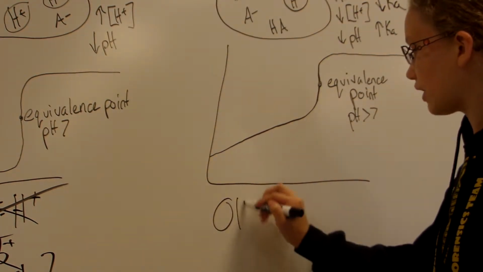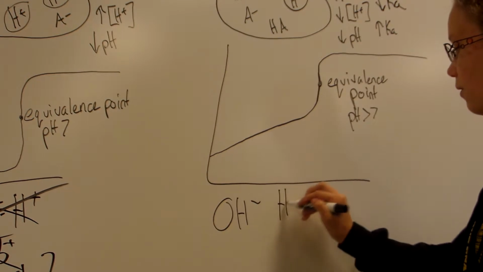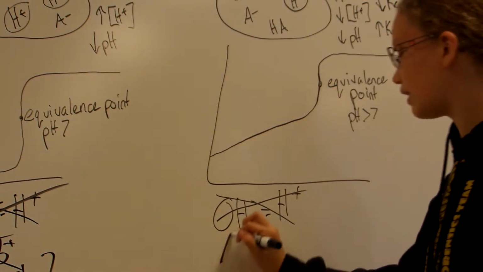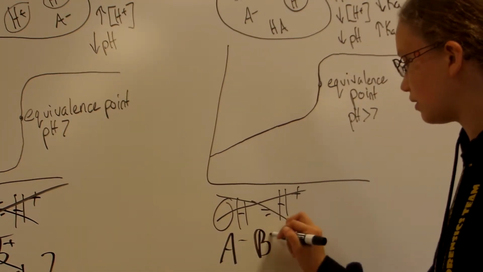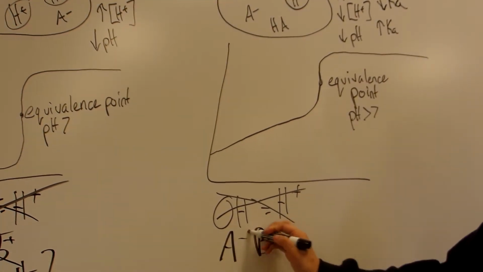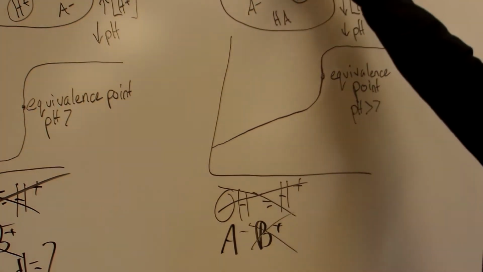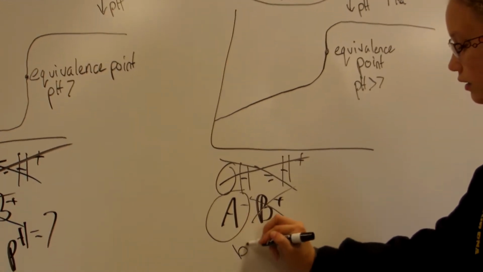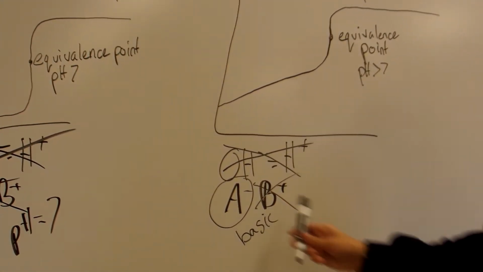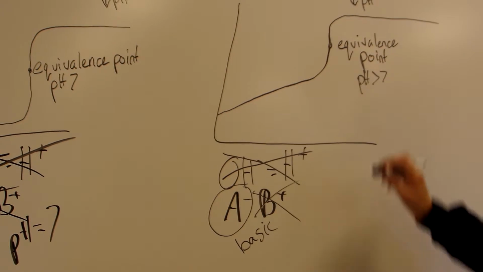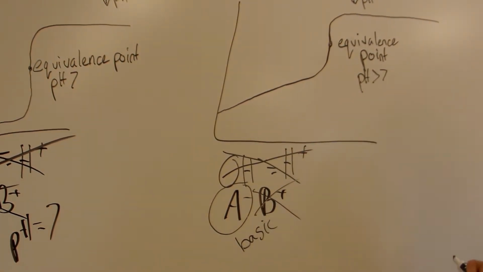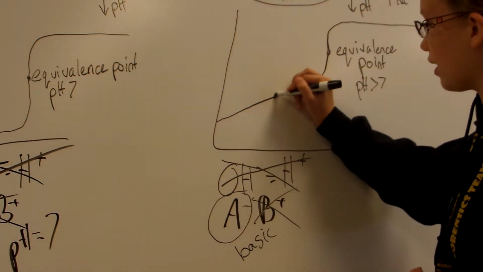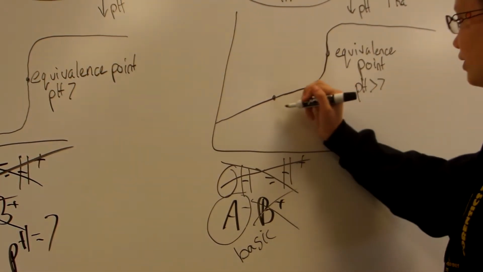Just the same as in the strong acid, the equivalence point is when the OH minus and the H plus are equal. So we cross them out. We still have this A minus and B plus. We still have a weak base, so the B plus still goes away. But we have a weak acid, which means that this A minus is slightly basic. So that means that we have a base and water, which will make our pH be above 7 in the basic range.